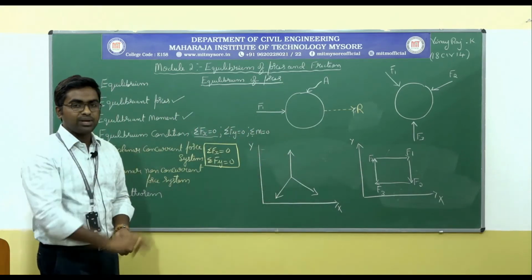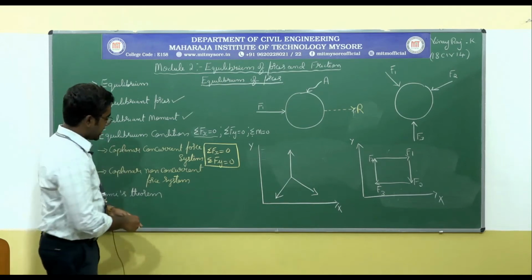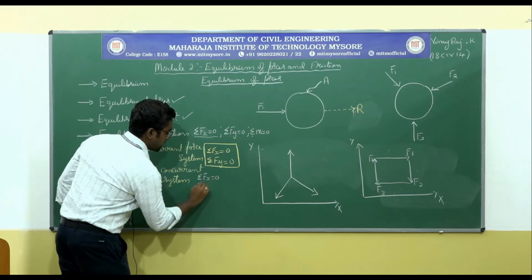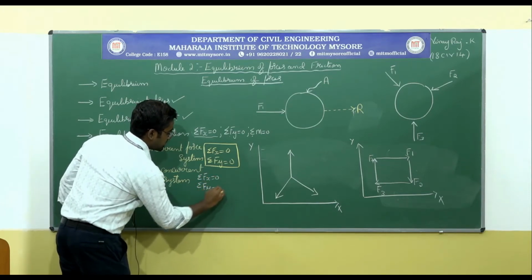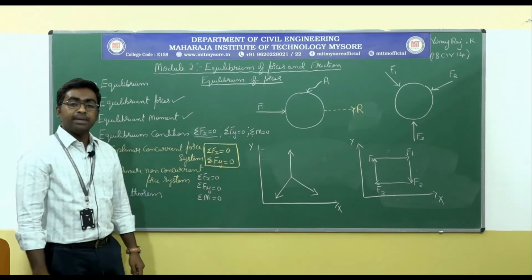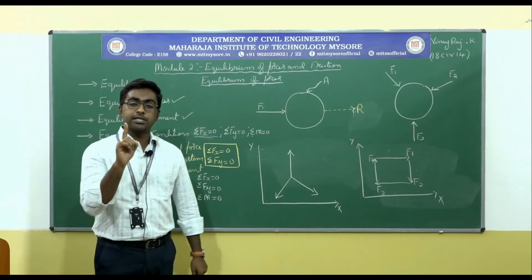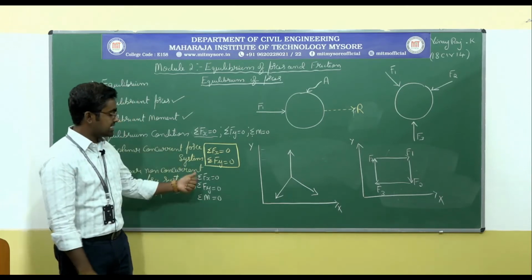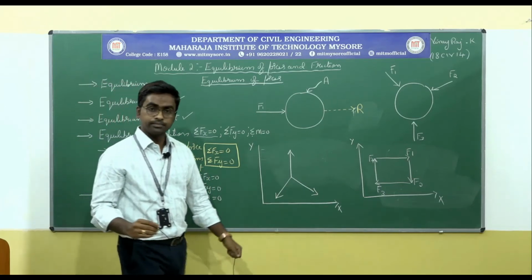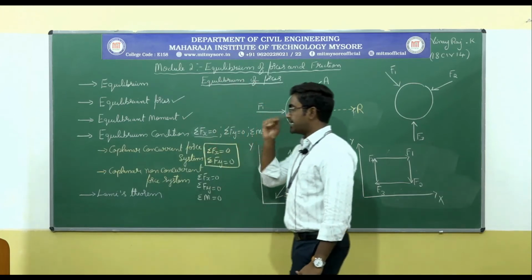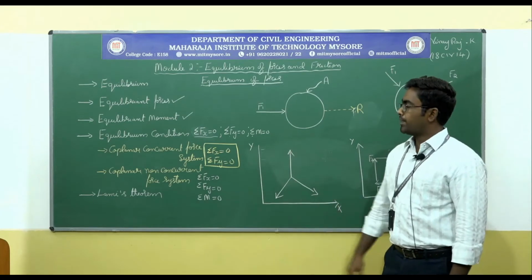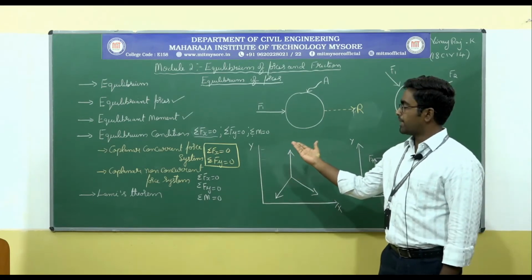If you want to say this coplanar non-concurrent force system is in equilibrium, then that system should satisfy all three equilibrium conditions, right? That is, it has to satisfy summation of Fx is equal to 0, summation of Fy is equal to 0, summation of M is equal to 0. That means for a coplanar non-concurrent force system problem, you have to use all these three conditions in order to solve the problem. Understood? So we discussed equilibrium, then equilibriant force, then equilibriant moment, then equilibrium conditions.